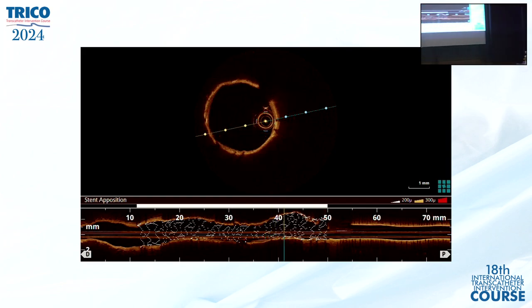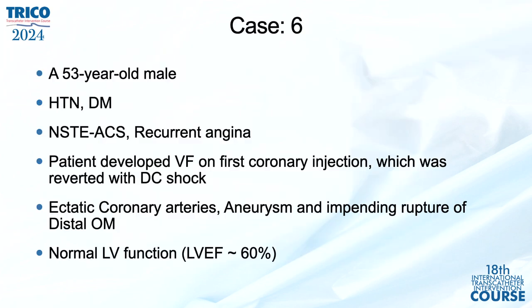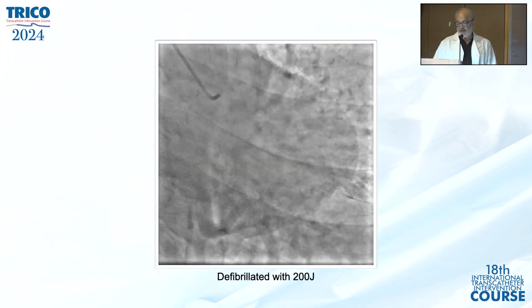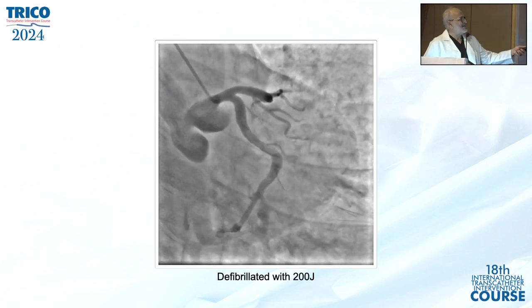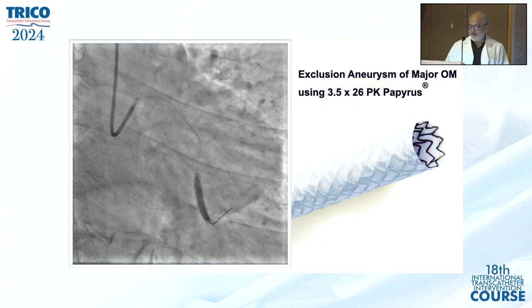So ultimately, we ended up getting a good result. Now, this was the first case of coronary aneurysm. This is another case: a 53-year-old male, hypertension, diabetes, NSTE-ACS, recurrent angina. The patient developed VF with the first injection. You can see this, probably the thrombus has moved further. Very quickly we reverted with a shock without thinking much.